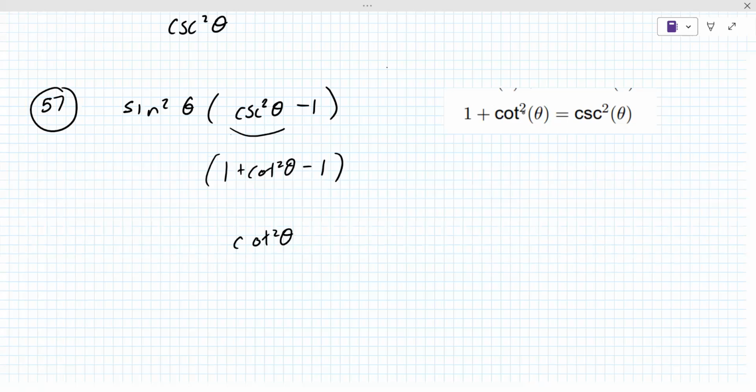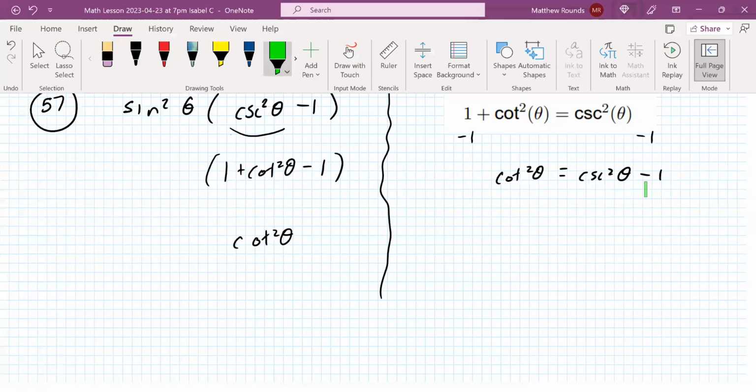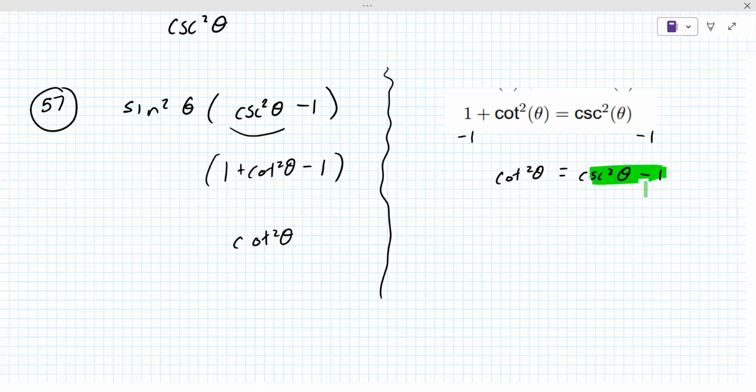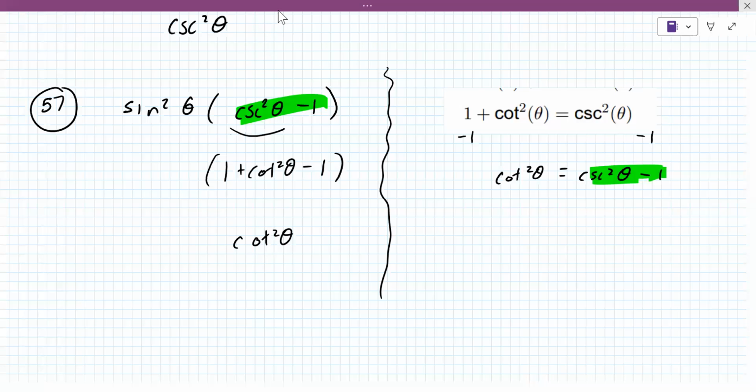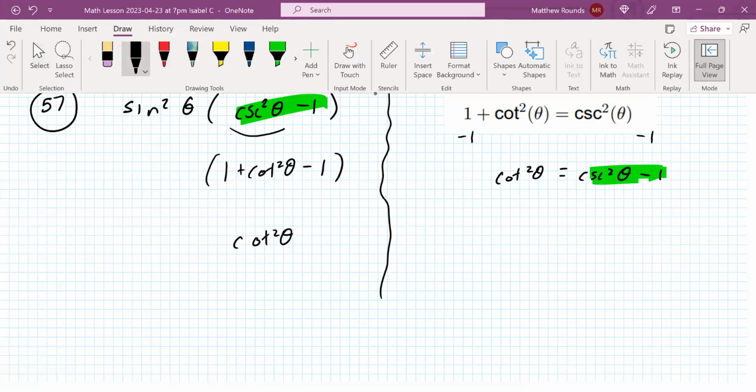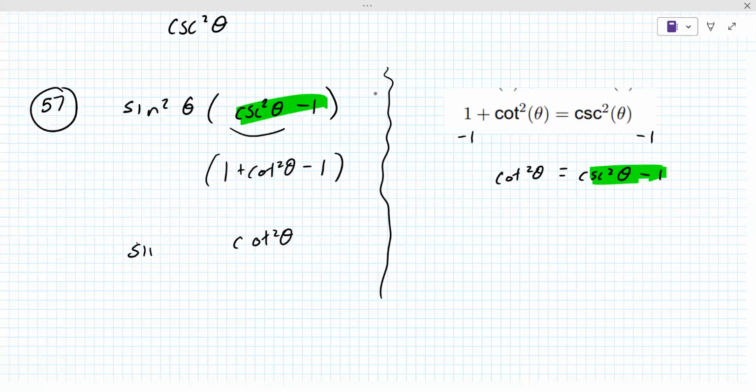So that's kind of way one to think about it. The other way to think about it is, if you subtract 1 from both sides, cotangent squared theta is cosecant squared theta minus 1. That's what's there. So instead of cosecant squared theta minus 1, you're going to substitute in cotangent squared theta, which is why you get this down here. You, the math student, have to figure out which way makes more sense to you.